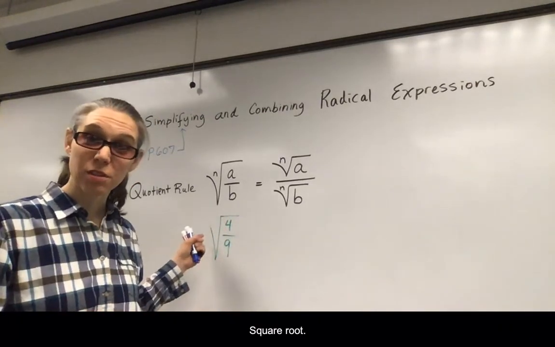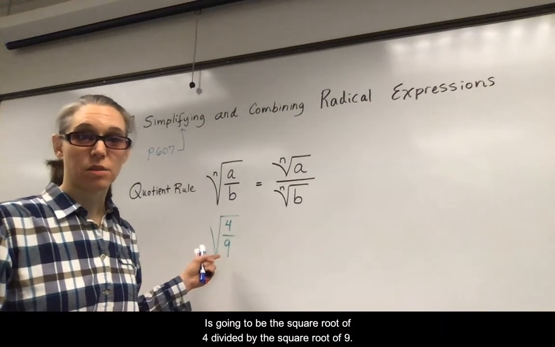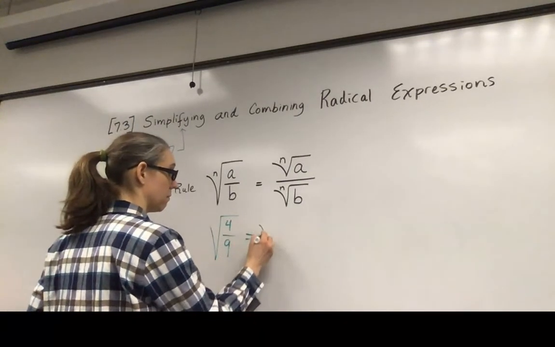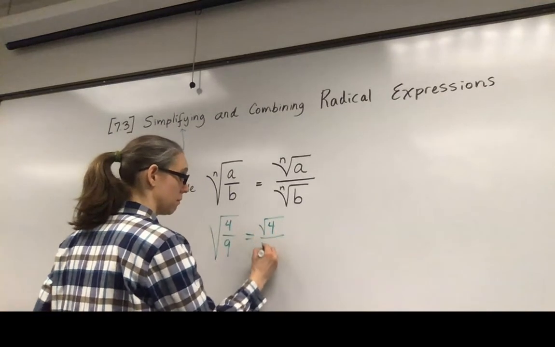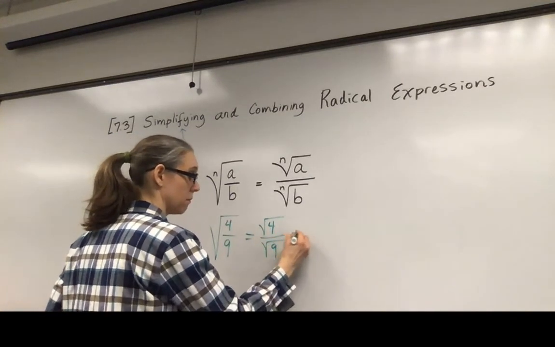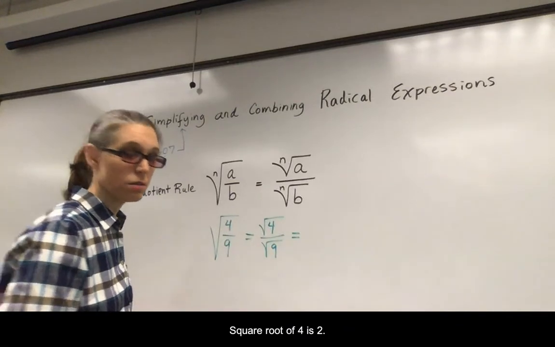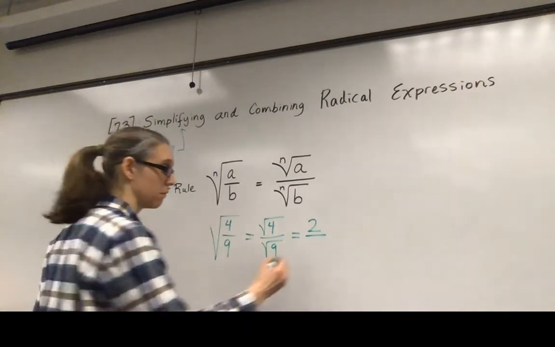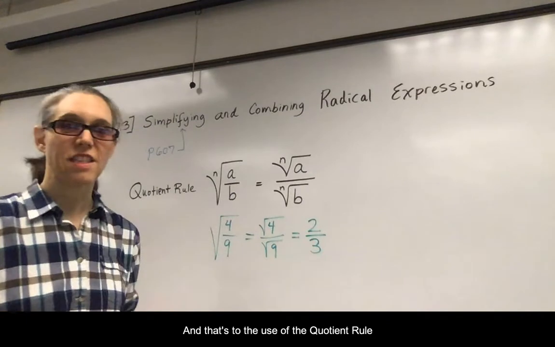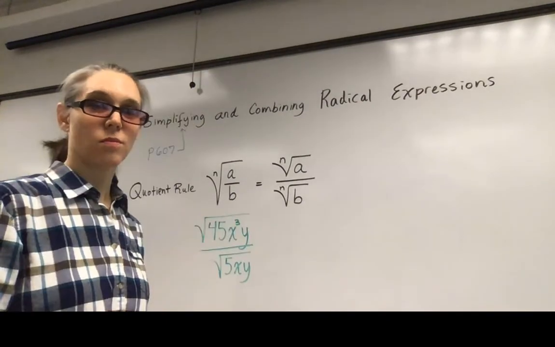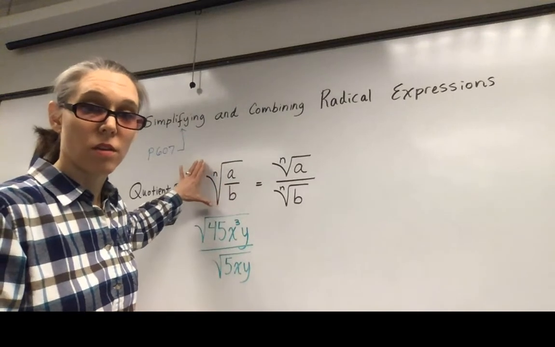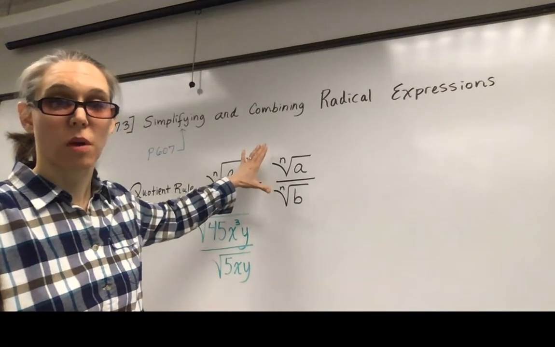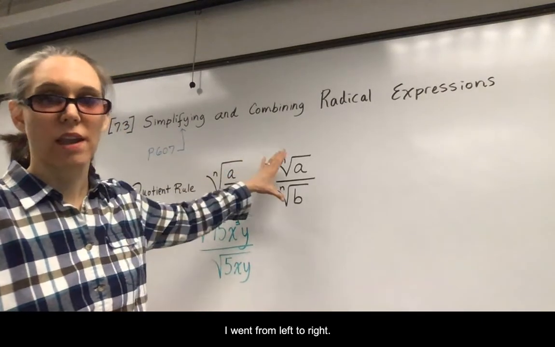Aha! The square root of 4 over 9 is going to be the square root of 4 divided by the square root of 9. The square root of 4 is 2. The square root of 9 is 3. And that's the use of the quotient rule. With the previous example, I went with the square root of 4 over 9 breaks into the square root of 4 over the square root of 9. I went from left to right.